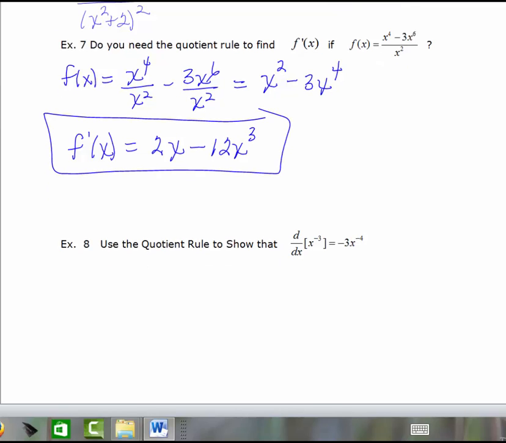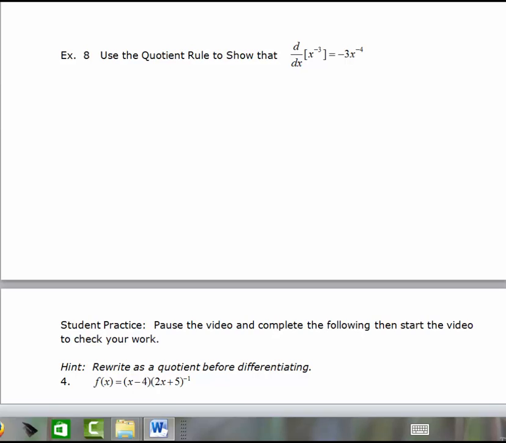Okay, all right, let's look at example 8. It says to use the quotient rule to show that d dx of x to the negative 3 is equal to negative 3x to the negative 4. The first thing I'm going to do, I know that d dx of x to the negative 3 is going to equal d dx of 1 over x cubed. So I'm going to use the quotient rule. Basically in doing this, we're showing that the power rule does work even if the exponent is negative.